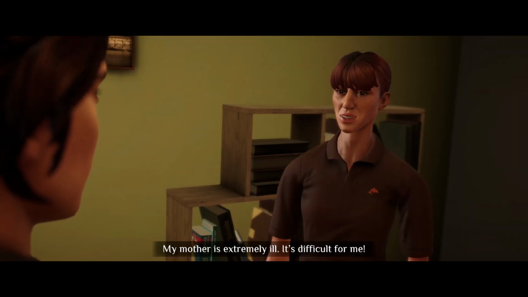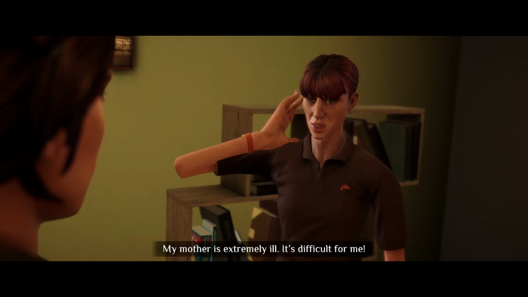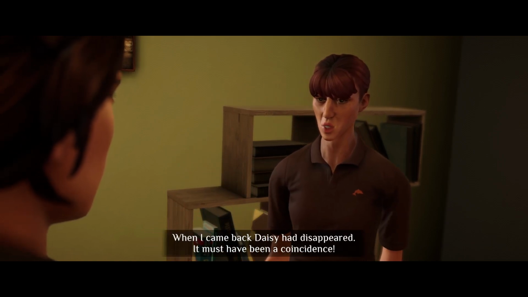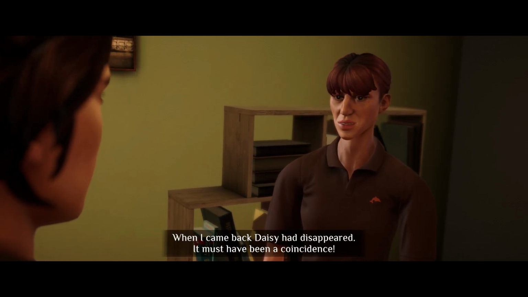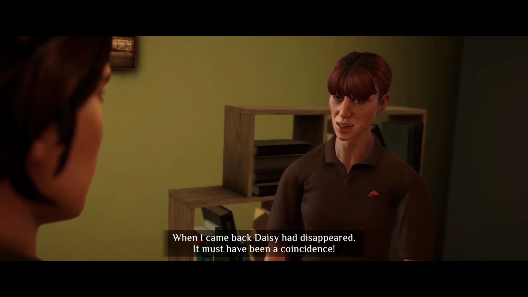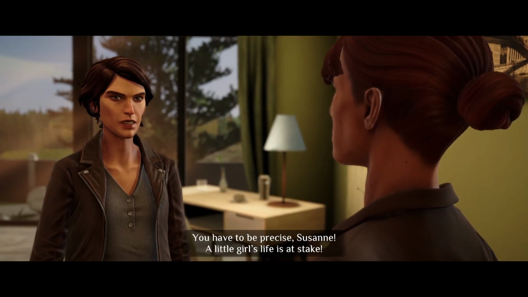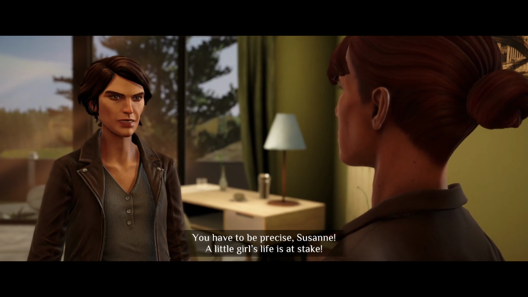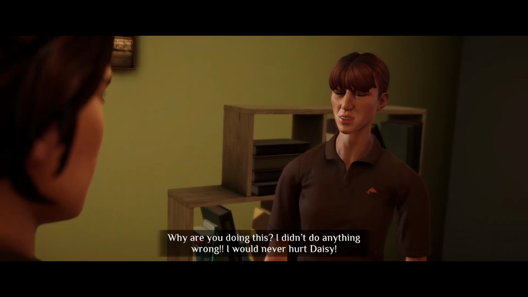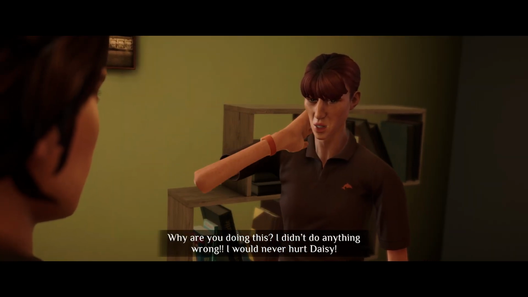My mother is extremely ill. It's difficult for me. I may have lost track of time. When I came back, Daisy had disappeared. It must have been a coincidence. You have to be precise, Suzanne. A little girl's life is at stake. Why are you doing this? I didn't do anything wrong. I would never hurt Daisy.